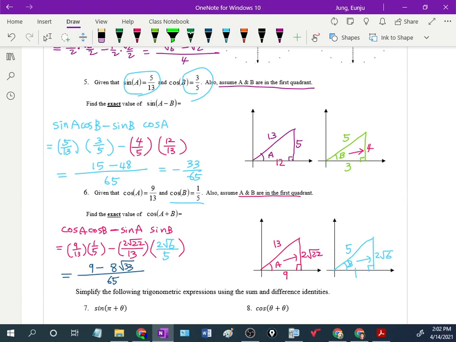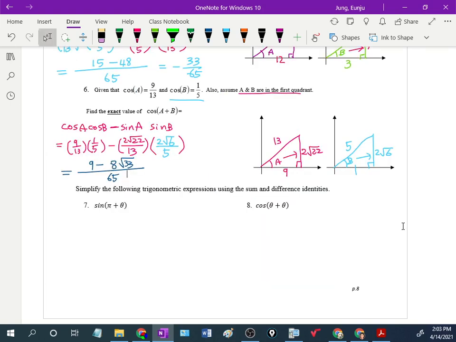How do you feel? Too much with the radicals, right? So we need to practice simplifying radicals. Next question, number 7, simplify.